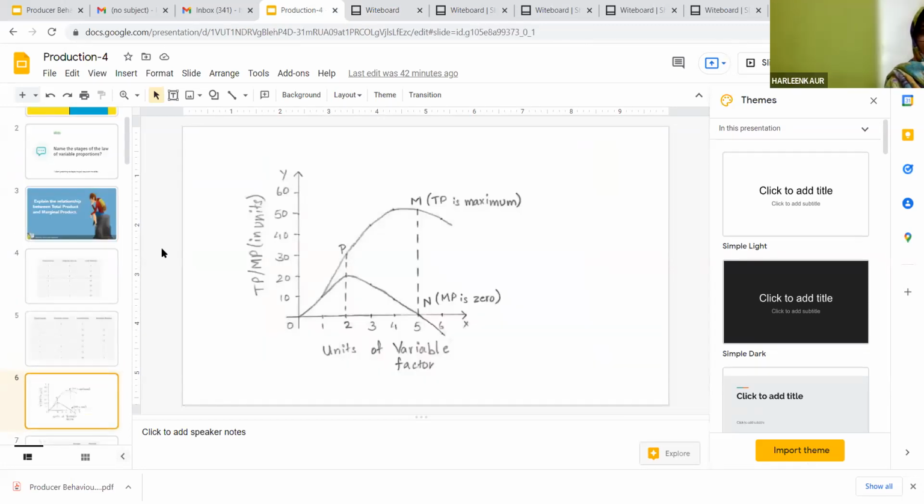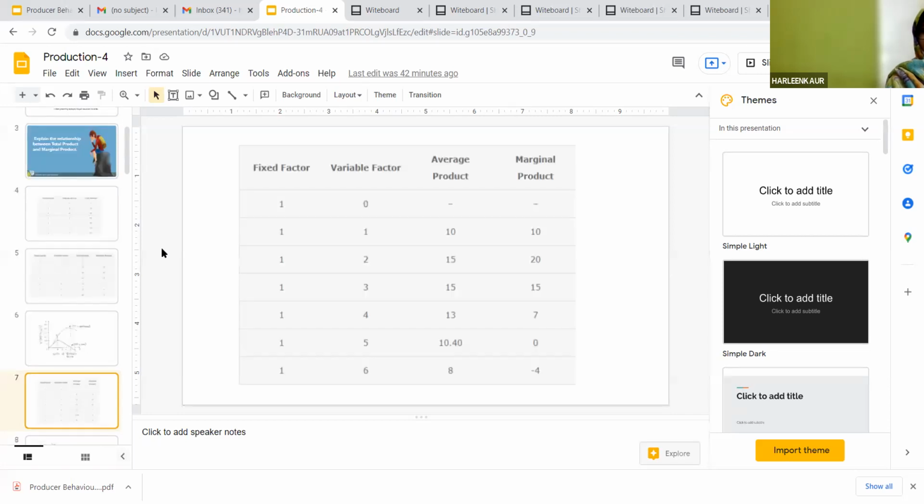So now here, this is a curve. So here, now let's understand the relationship between average product and the marginal product. Okay? Yes, ma'am. Okay. So here we have given fixed factor as 1 and variable factor from 0 to 6 and average product. First we have not defined average product. After that we have 10, 15, 15, 13, 10.40 and 8. And we have given marginal product. First we have not defined marginal product. After that we have 10, 20, 15, 7, 0 and minus 4. Okay.